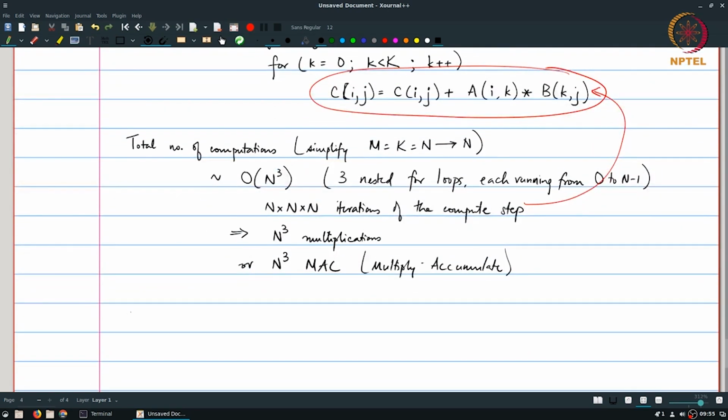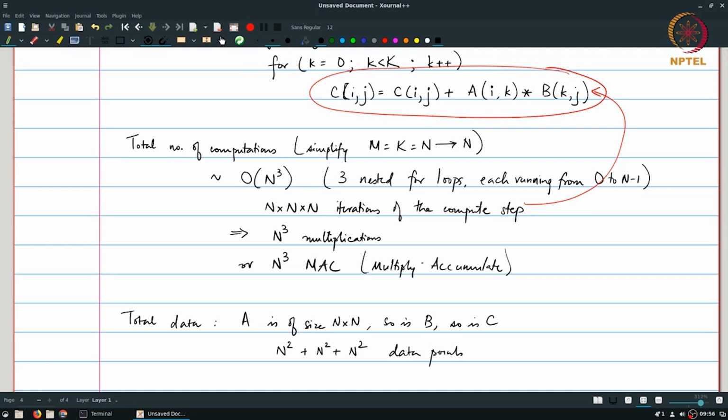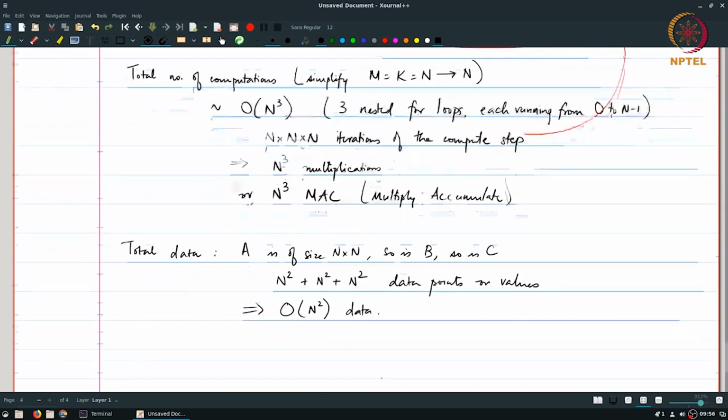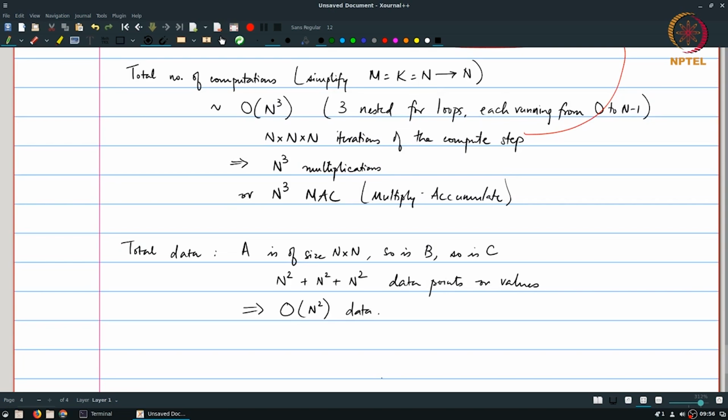Now, what is the total amount of data involved? A is of size n cross n, so is B, and so is the result C. So what we have is basically n squared plus n squared plus n squared data points, or values, which basically means order of n squared total data. So another way of looking at this is I need to do order of n cubed computations over order of n squared data. The data itself needs to be loaded from memory into the compute unit or the processor, used in some way for doing some kind of computation, and then will be discarded.